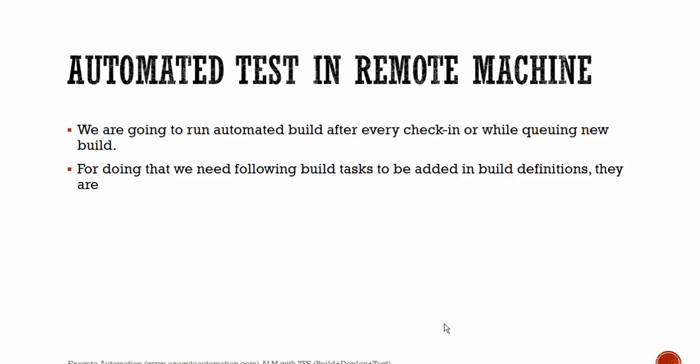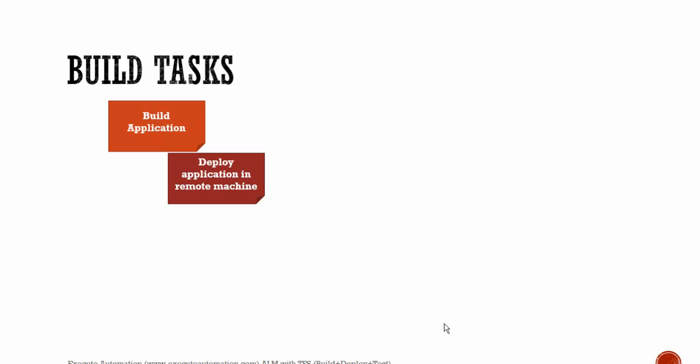So what are the things that we need to do? These are the build tasks that we need to add before starting to deploy our test in a remote machine and run the test in a remote machine. The first thing is building our application. Of course, we have to build our application every time once the check-in is done, or maybe you're queuing a new build. So building the application is an important task. And then we need to deploy the application in a remote machine. We saw these two tasks in our previous videos itself. These two are very important, only then can we run the tests on them, right?